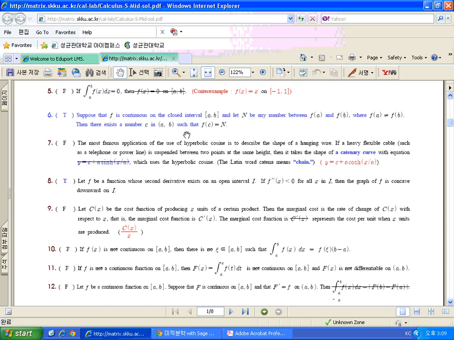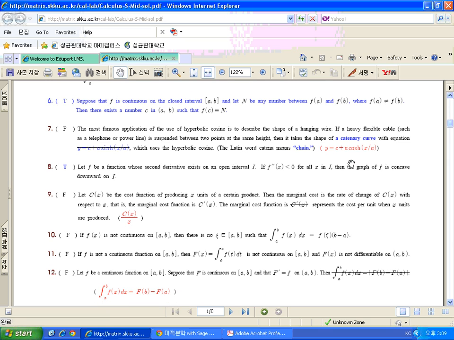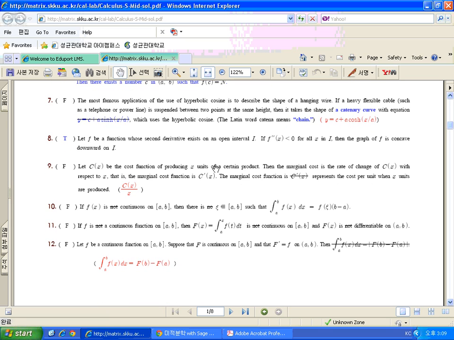And this is true. And here, this catenary curve can be represented with the equation y is equal to c plus a hyperbolic cosine of x over a instead of sine. So this is the right statement, which I gave an emphasis. And the very last four are false.